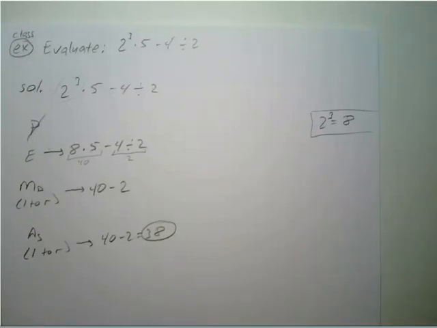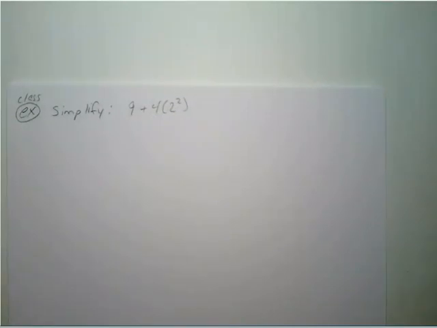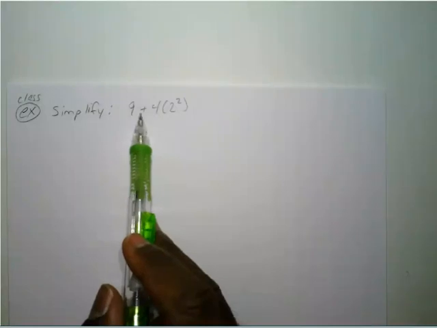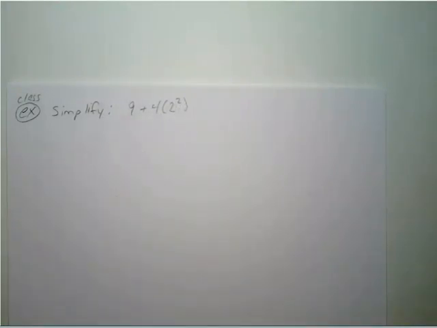All right. So if you are still writing, feel free to press pause. I'm going to go ahead and move on to the next example. You're going to notice these are going to get a little more complicated as we move on. But our process is not going to change. As long as your process stays the same, you'll get the right answer. Okay. So what if we wanted to simplify 9 plus 4 times 2 squared? I want you to pause it and try this one on your own.